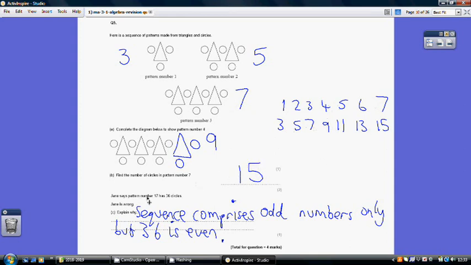Now Jane says pattern number 17 has 36 circles. Why must she be wrong? Well, similar to the previous question, we can see that our pattern comprises an odd number of circles, so 36 circles is not possible because 36 is even.